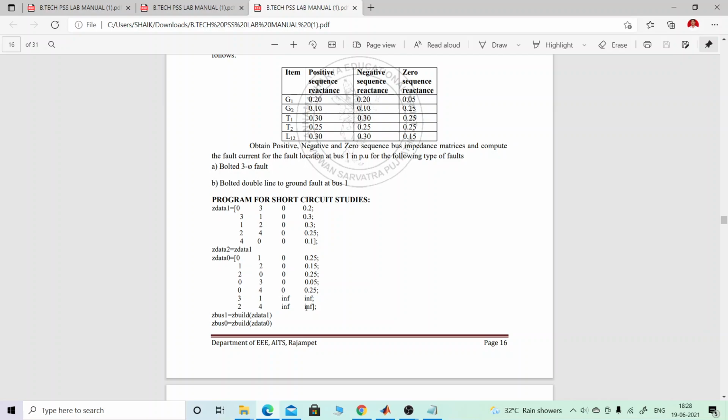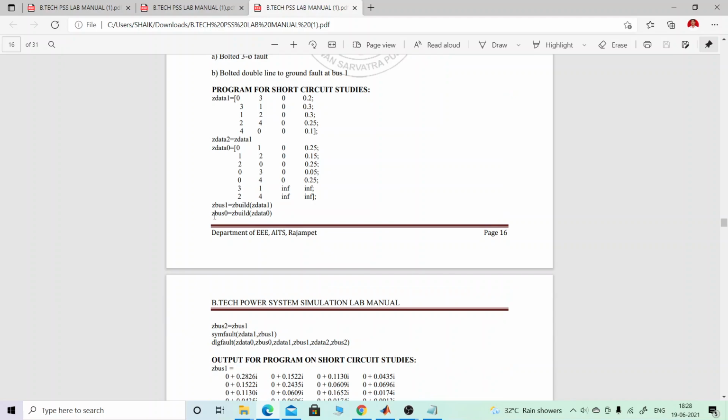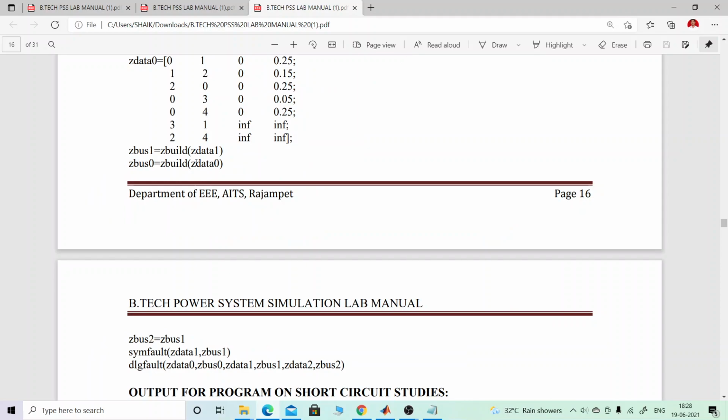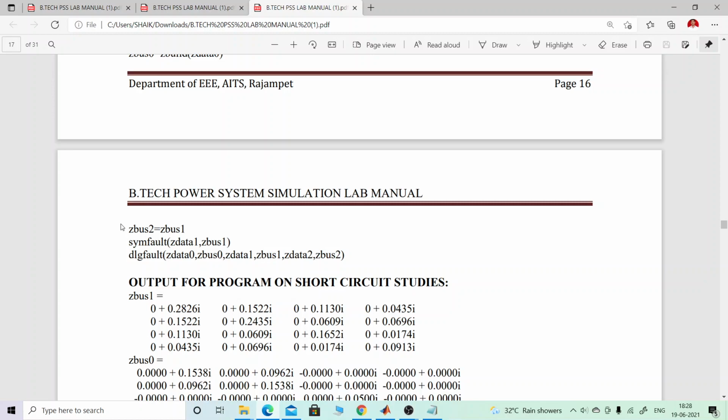So here I build Zbus1 equal to Zbuild of Zdata1, and Zbus0 equal to Zbuild of Zdata0, and Zbus2 equal to Zbus1. Instead of calculating once again, I can assign the same value, Zbus2 equal to Zbus1.